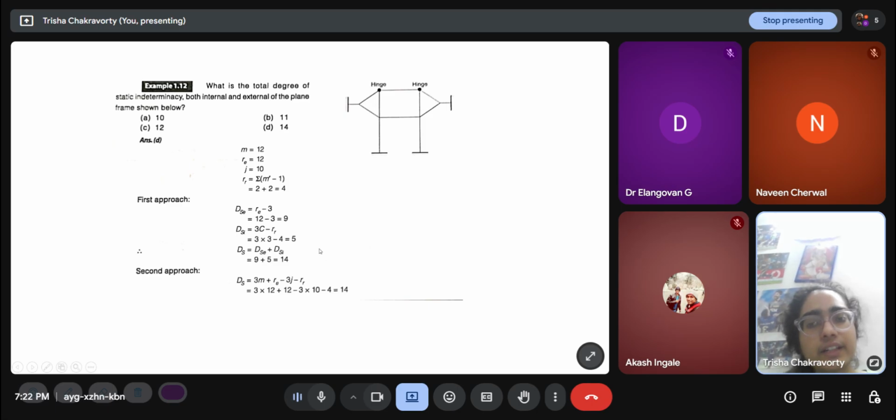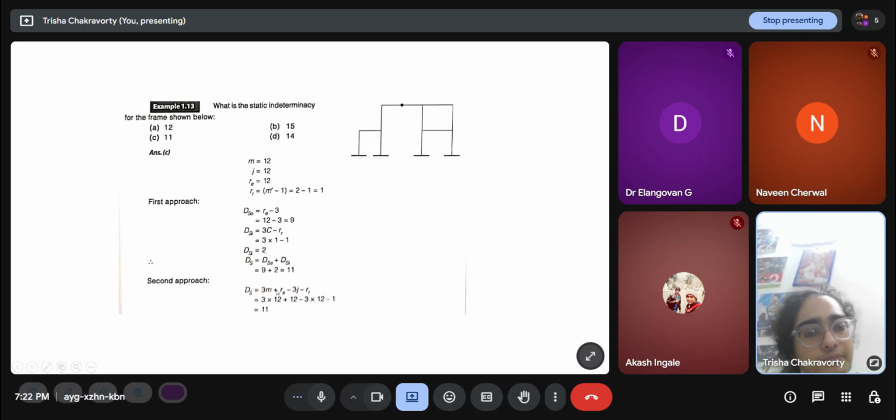The total degree of indeterminacy in this one: M is 12, RE is 12, J is 10, and RR is, see, there are 3 members meeting at this internal hinge and 3 members meeting at this internal hinge. So RR from this hinge is 2, RR from this hinge is 2. So you have to add them both and put it again in the formula. It is 14 degree indeterminate.